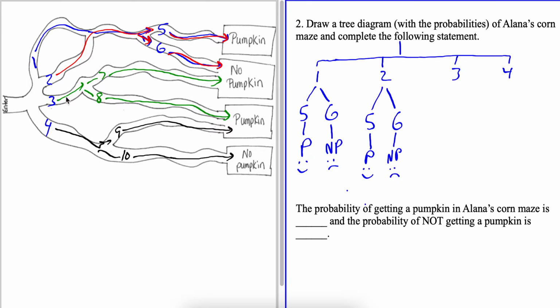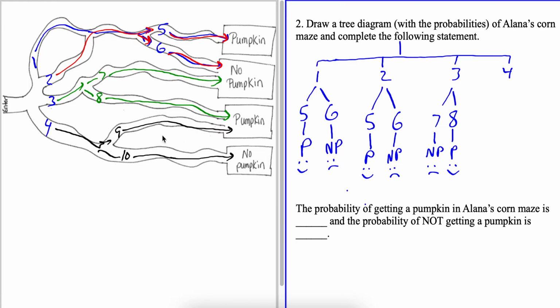Number 3, follow the tree. We're going to hit that 7 and 8 path. So branch it out. 7, 8. If we followed 7, remember we get no pumpkin. And if we follow 8, we get a pumpkin. So 7 was no pumpkin and 8 was pumpkin. No pumpkin, we get sad. We get a pumpkin, we get happy.